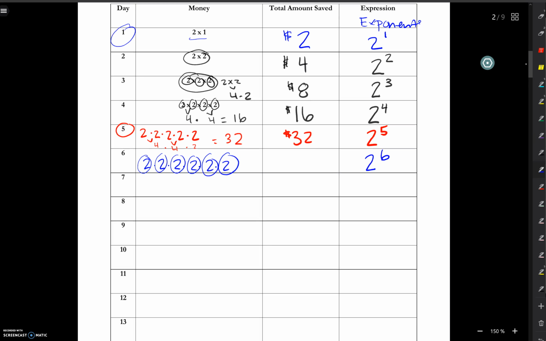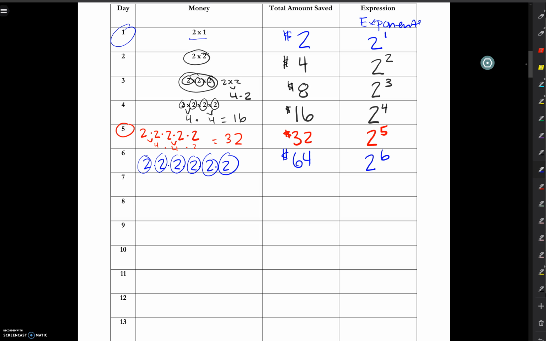And I would have $32 times 2, which would be $64. So after 6 days, I would already have $64. I think I'm going to have a lot of money after the end of 14 days.